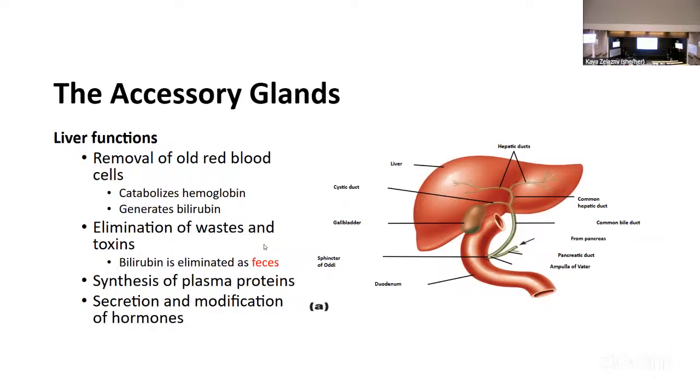We also mentioned some of our plasma proteins when we're talking about the blood. So all our clotting factors are coming from the liver, right? So it's making that ability to do hemostasis, that ability to keep your blood in your body if you get a cut. And it secretes and modifies some hormones as well.